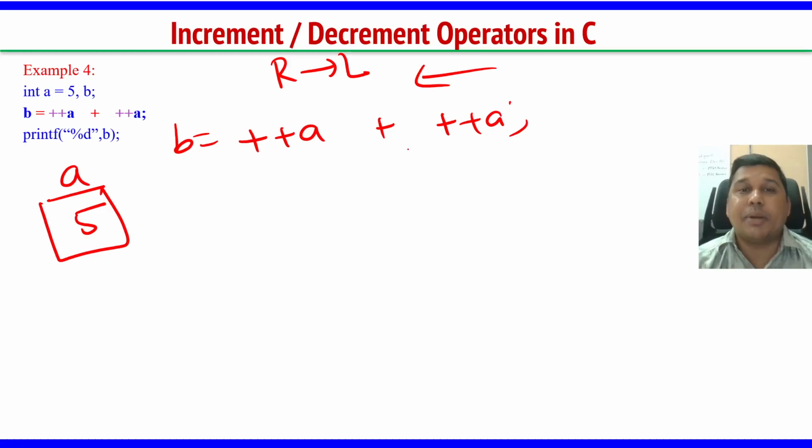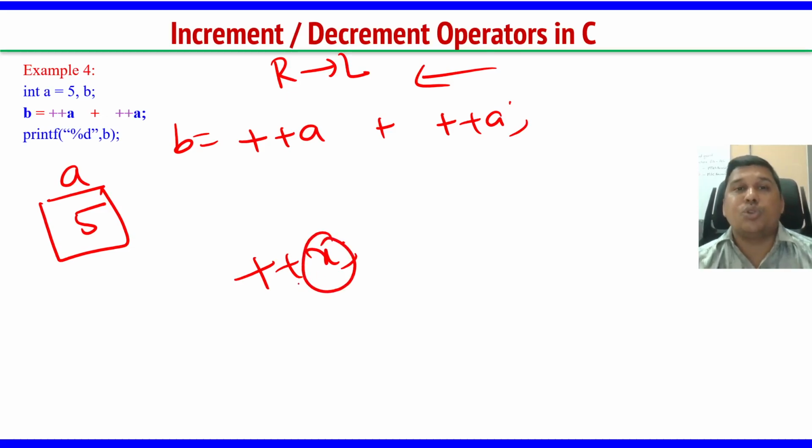Is there any post increment? No, both are pre increment. This is a typical case when both are pre increment. What is the meaning of pre increment operator? Increment it first, later you use it. That is what we are saying, right? What is the meaning of plus plus x? Means increment value of x, then you use it in the expression, whatever expression. So pre increment says increment it first.